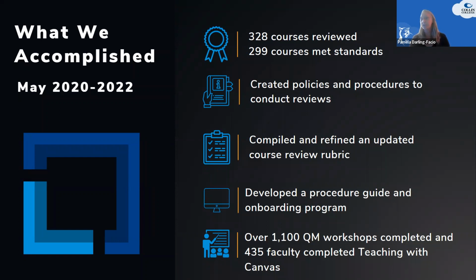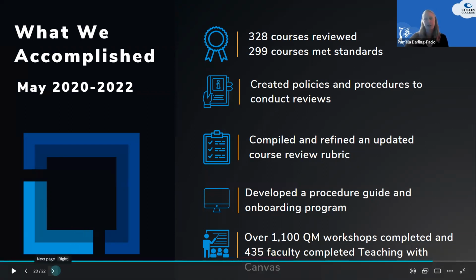Over 1,100 QM workshops were completed by our faculty in that 2 years, and 435 completed our Teaching with Canvas certificate. Because the workshops were free to our faculty, and we have 3 that we offer, many of them completed multiple workshops, which is really nice to see. In order to teach online at Collin College, faculty have to complete 1 QM workshop as well as Teaching with Canvas. And there are no ifs, ands, or buts about that. If you don't do it, your class is taken away and it's given to someone else. So it is really important for them.